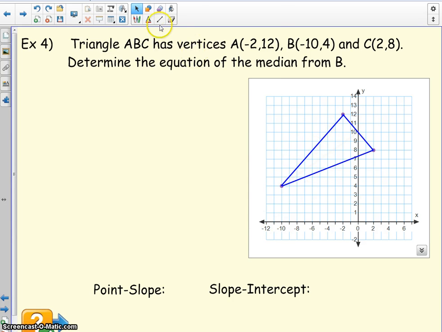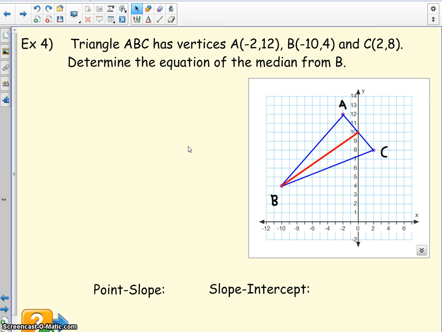Okay, so there's my 3 points. A was at (-2, 12), that's this one right here. B is at (-10, 4), and this is C out here. So that means the median from B would be the line that goes from the vertex, or from the point B, through the midpoint of the side across, so it should be crossing through AC. So the median looks something like this.